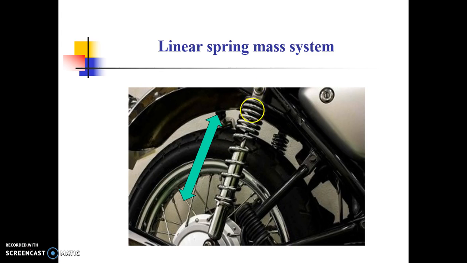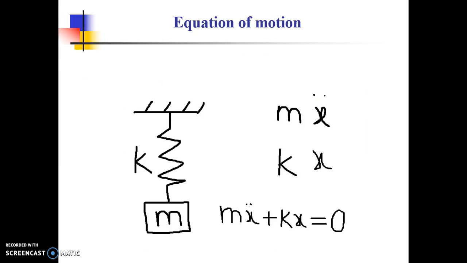In this case, the spring provides a restoring force along its line of action, and here the mass of the rider and the bike is considered as a combined mass of the system. So here there are two parameters, spring and mass. We will not go into the complications, so first we will consider free vibratory systems. If we write the equation of motion for this, we can write it like this.